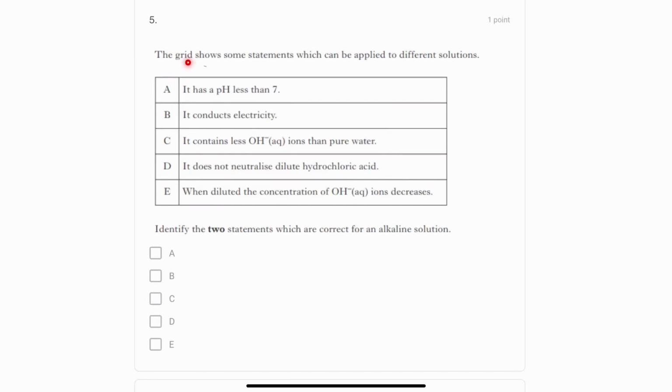So for this question here, we're looking to identify the two statements that are correct for an alkaline solution. I always like to draw a wee scale, a pH scale, when it comes to questions like these, where I remind myself what the pH is for something that's an acid, something that's an alkali. And then in the middle we've got neutral water.